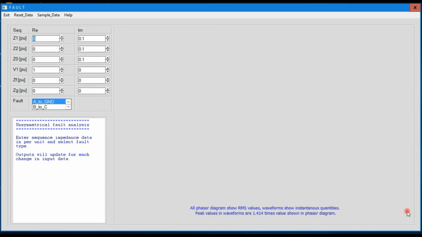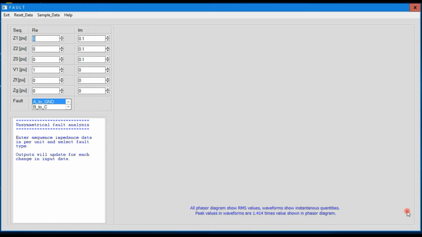Good afternoon, everyone. Today I'm going to talk about symmetrical components and use this as an opportunity to demonstrate a small computer program that I have written which allows us to do some calculations using symmetrical component techniques. Symmetrical components is of course a standard analytical tool used by power systems engineers to calculate the voltages and currents which appear on a power system during fault conditions.